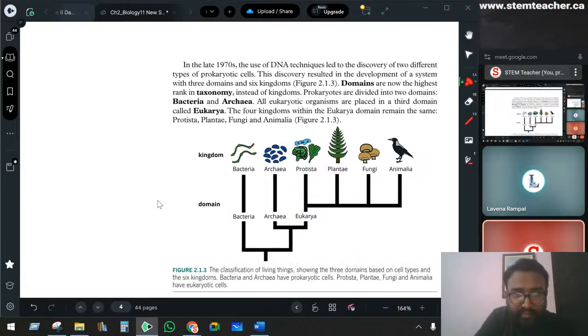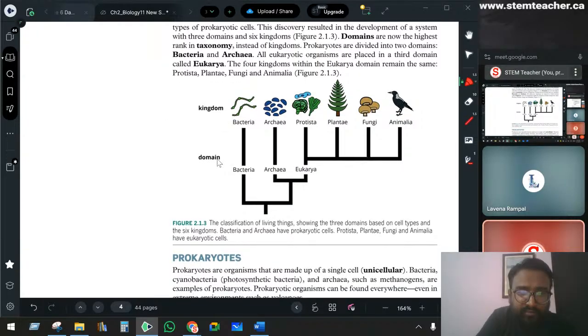So it is a bifurcation of the types of cells. Domains are now the highest rank in the taxonomy instead of kingdom. Prokaryotes are divided into two domains, bacteria and archaea. All eukaryotic organisms are placed in a third domain called Eukarya. The four kingdoms within the eukaryotic domain remain the same: Protista, Plantae, Fungi, and Animalia. So we will come to this figure later. No problem. How the bifurcation is defined.